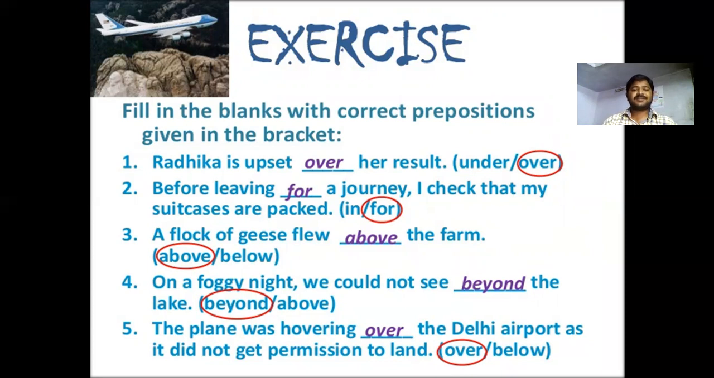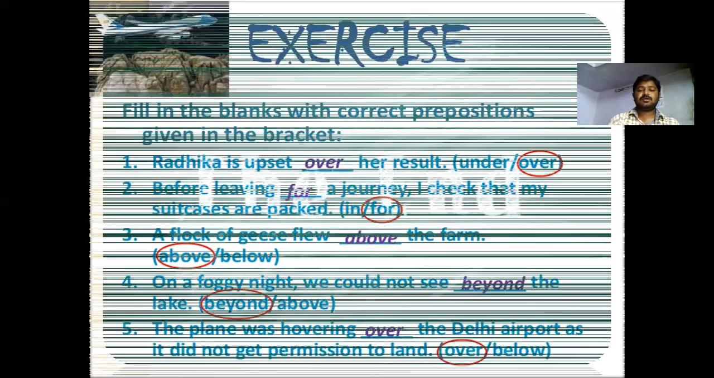A flock of geese flew above the farm. On a foggy night, we could not see beyond the lake. The plane was hovering over the Delhi airport as it did not get the permission to land.